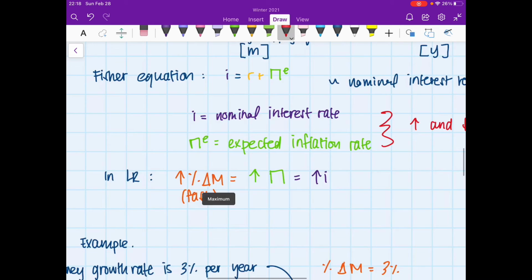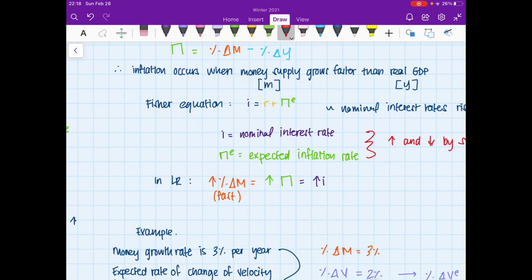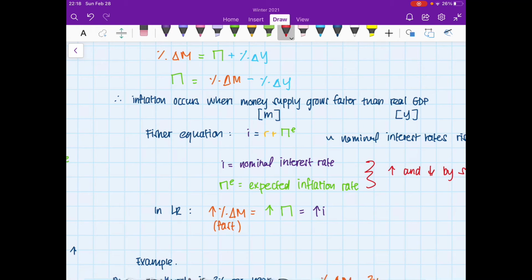Let's tie all of this together. In the long run, we can assume that a rapid increase in the money supply will result in higher inflation. When inflation rises, nominal interest rates will rise accordingly.